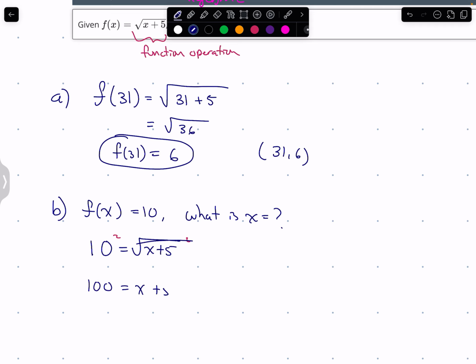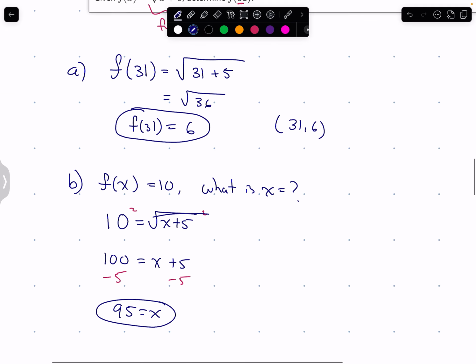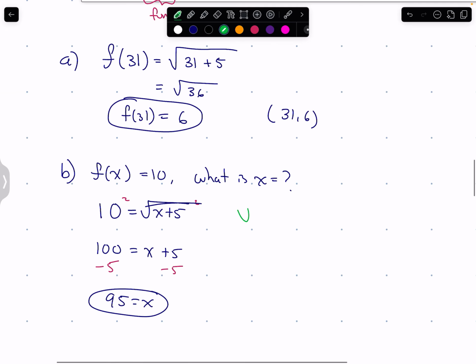I'll have x plus 5. I have one operation left. Subtract 5, and I would get 95 is equal to x. So when I plug 95 into my equation, I should get 10 as an output. And I could verify just to make sure I'm right.